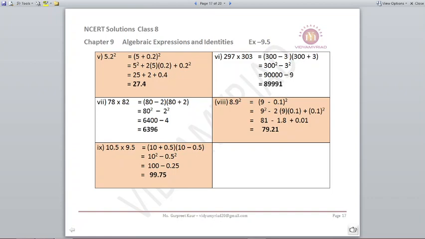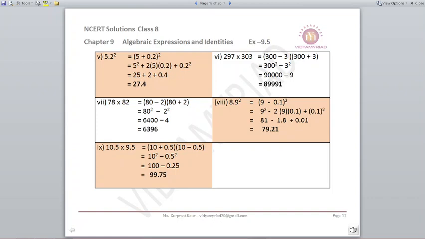Next, 8.9 square, which can be written as 9 minus 0.1 the whole square, which is a minus b the whole square identity, that is a square minus 2ab plus b square. So it can be written as 9 square minus 2 into 9 into 0.1 plus 0.1 the whole square. Answer comes to 79.21.